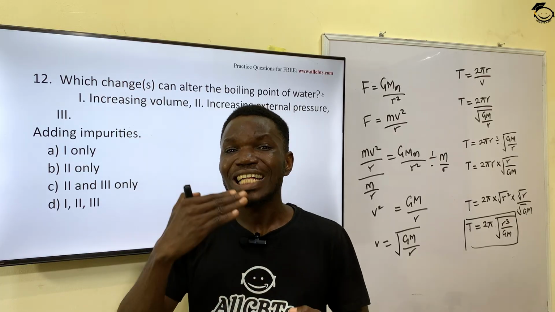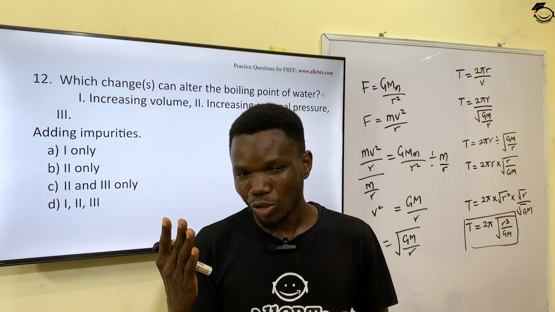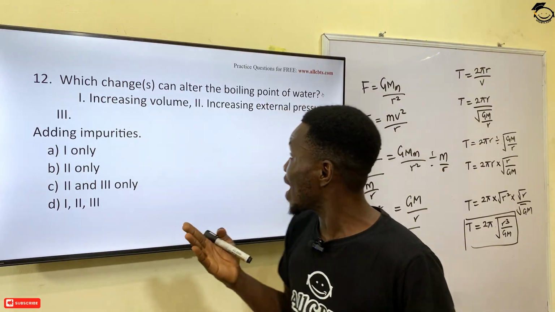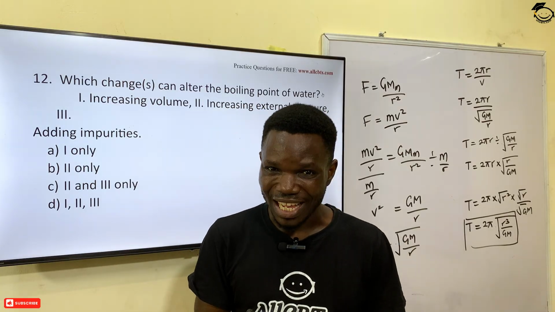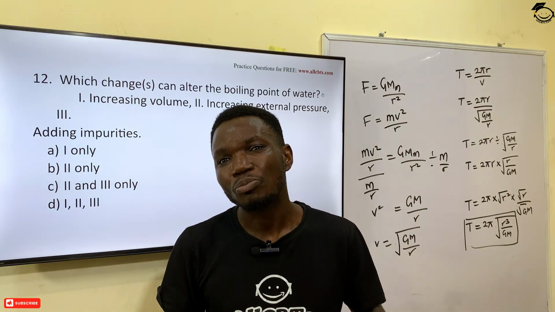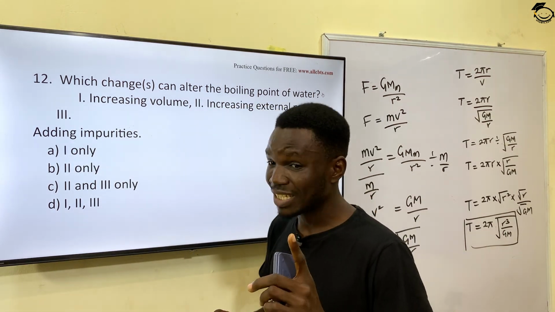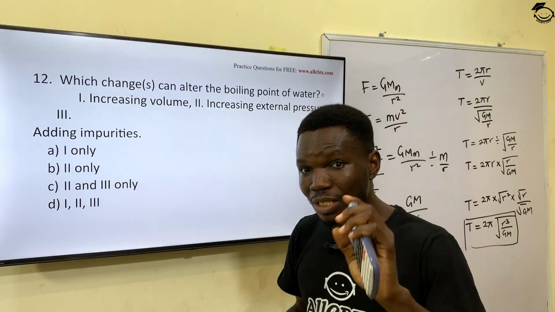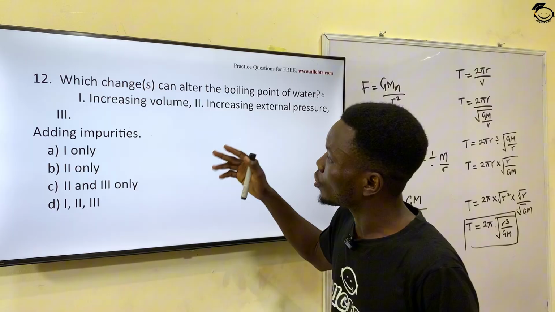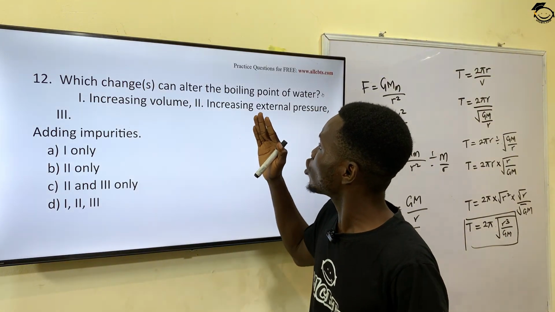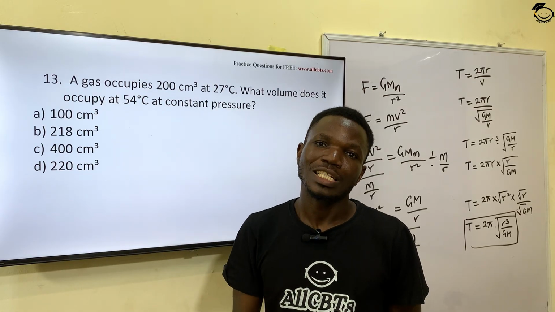But when you add impurities, it is going to change the boiling point, increasing it above 100 degrees Celsius. Likewise, if you increase the external pressure, if the pressure in the atmosphere is higher, it means that your boiling point will also increase. So the only two things that are going to alter the boiling point are the external pressure and the addition of impurities. So the correct answer is the one that has Roman figure 2 and Roman figure 3, and that is option C.